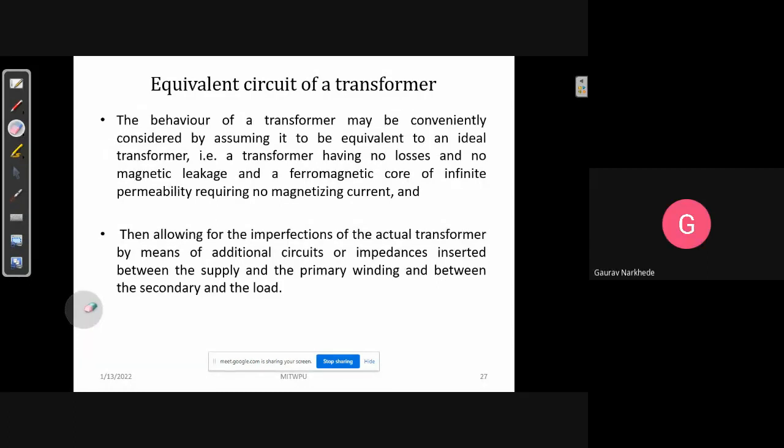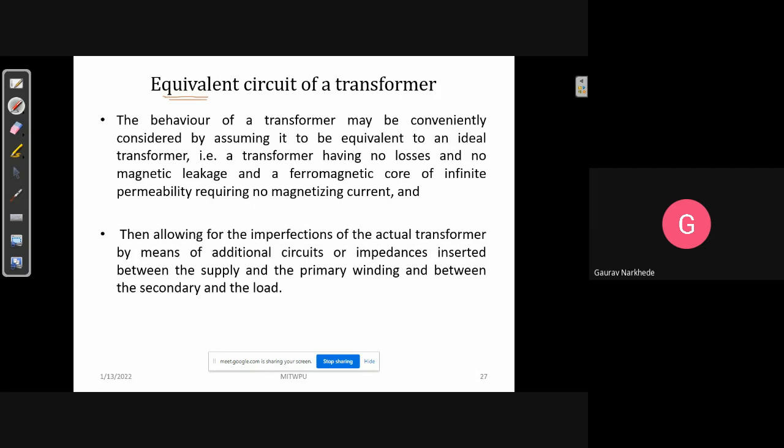Okay, so this transformer we can represent by an electrical circuit. So in this topic we will be concentrating on how we can draw the equivalent circuit of the transformer. Okay.